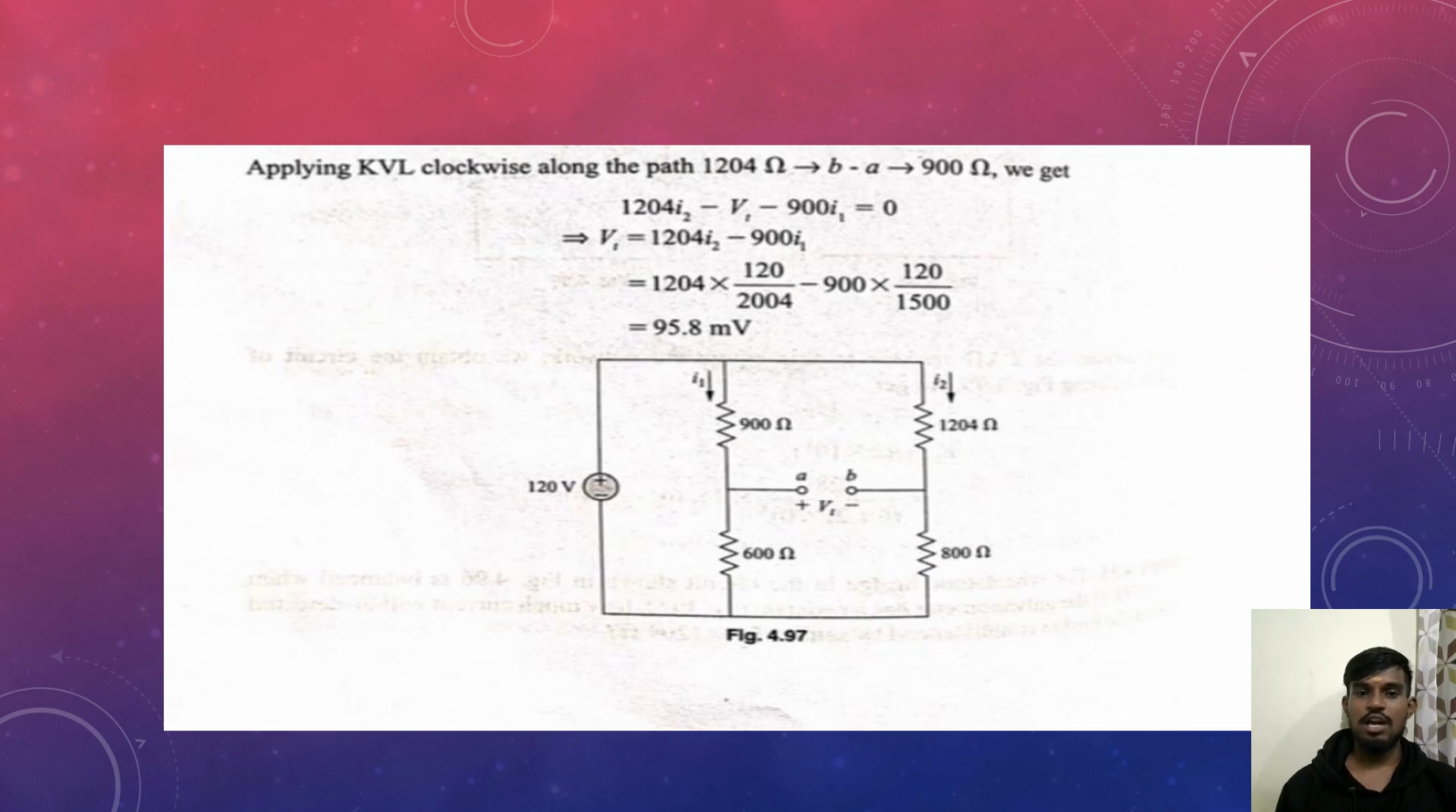Applying KVL clockwise along the path 1204 ohms, B minus A is equal to 900 ohms. We get 1204 I2 minus V1 minus 900 I1 is equal to 0. V1 is equal to 1204 I2 minus 900 I1, that is 1204 into 120 by 2004 minus 900 into 120 by 1500. By calculation, we get 95.8 millivolts. After finding this, we get the value of V1, that is VOC.